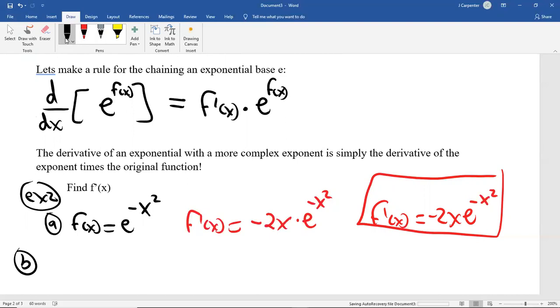Let's do another, and we will say this is our last example for the day. F of x equals 6 times, no parentheses, sorry about that, e to the 4x squared, that's a 4, plus 2x. And all of that's in the exponent.